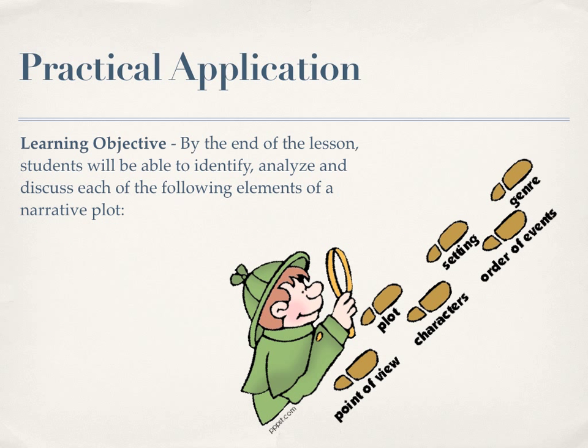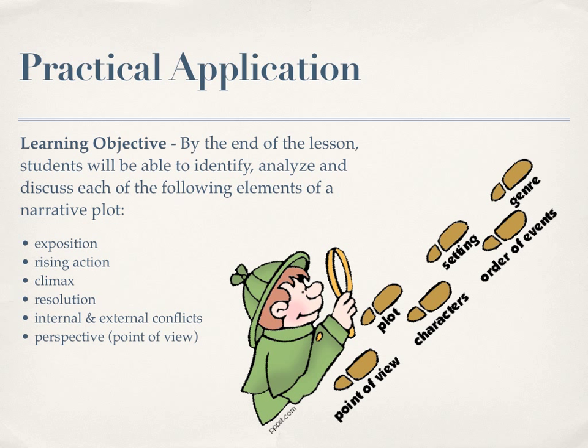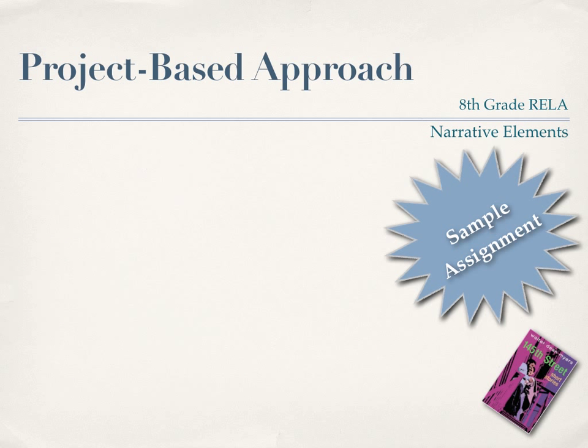This is my practical application. My learning objective is, by the end of the lesson, students will be able to identify, analyze, and discuss each of the following elements of a narrative plot: the exposition, the rising action, the climax, the resolution, internal and external conflicts, perspective or the narrator's point of view, stated and implied character traits, and static and dynamic characters.